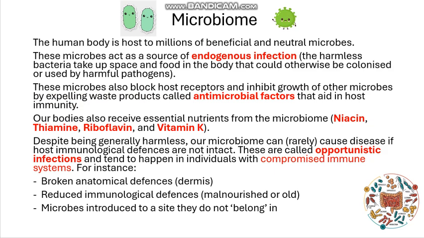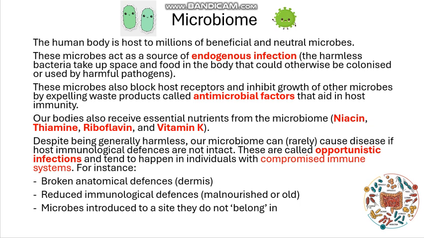Moving on to the microbiome, the human body is host to millions of beneficial as well as neutral microbes. These microbes act as a source of endogenous infection. This basically means the harmless bacteria of our microbiome take up space and they consume food that could otherwise be colonized or eaten by harmful pathogens. So just the fact that we have a lot of these beneficial and neutral microbes in our body, it stops the spread of harmful pathogens and it decreases our likelihood of infection.